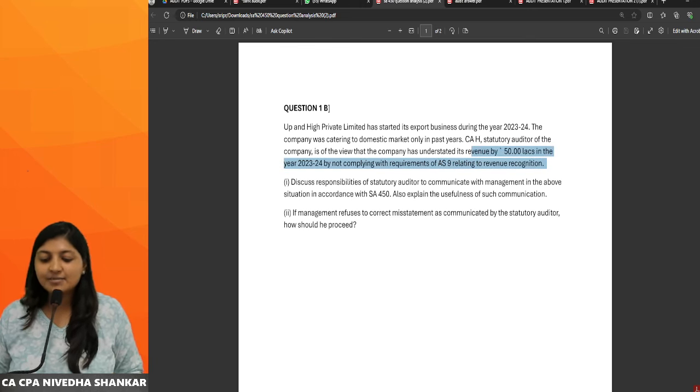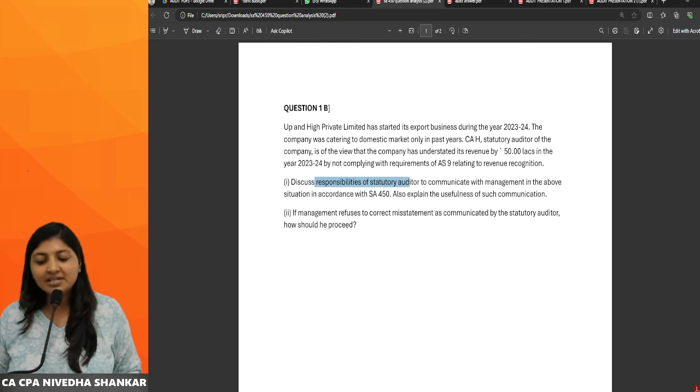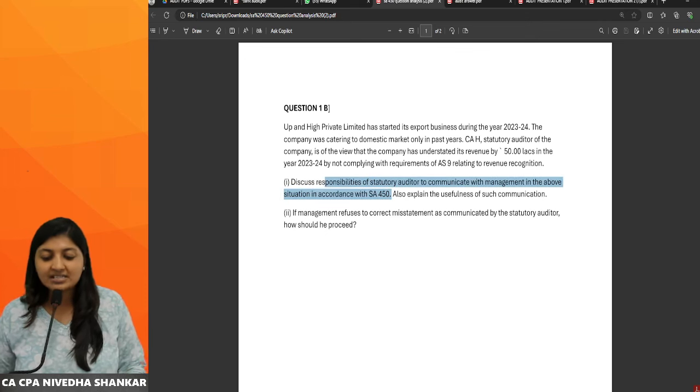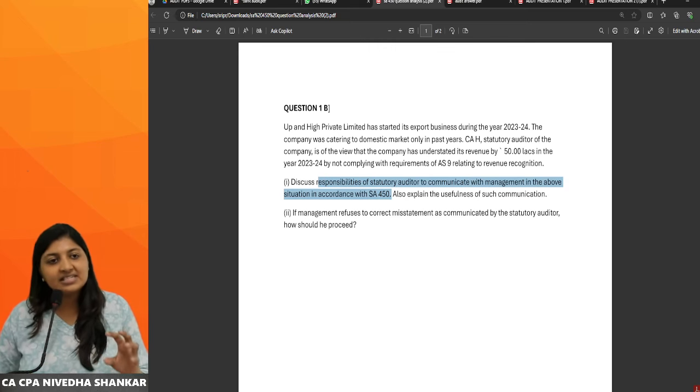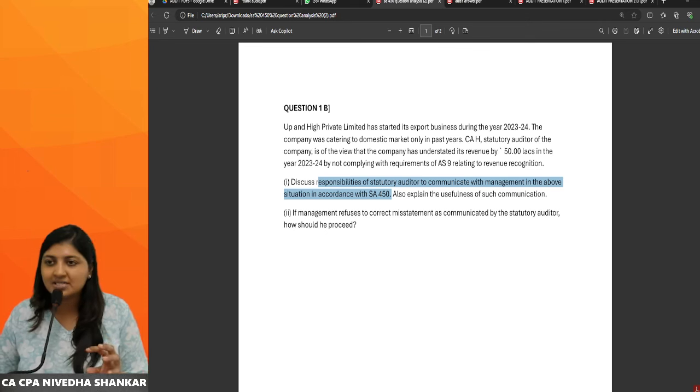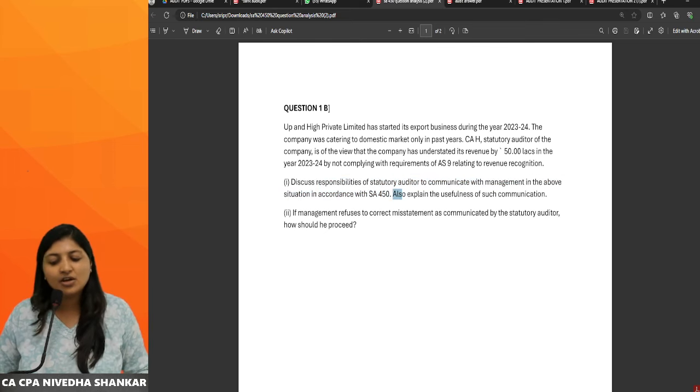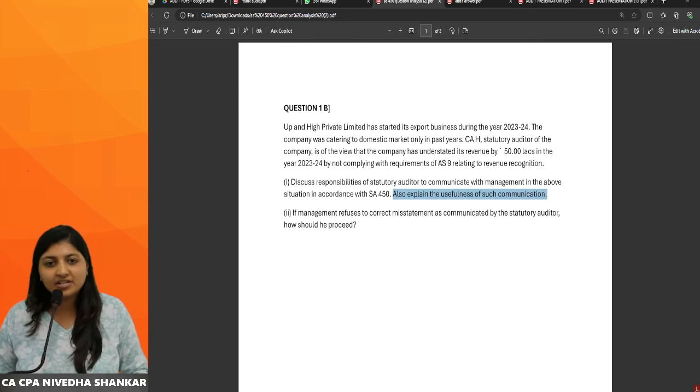There is some misstatement which has happened. They are asking you to discuss the responsibility of the statutory auditor to communicate with the management in the above situation in accordance with SA 450. As a statutory auditor, we are supposed to communicate that there is a misstatement in the financial statements. What is your responsibility as the auditor? Next, they are asking, which no one has written, explain the usefulness of such communication. Because you are communicating about the misstatement, what is the usefulness they are asking?